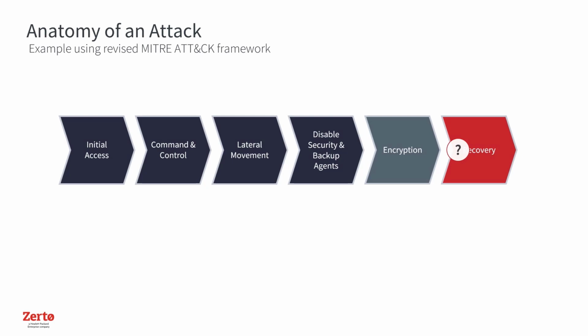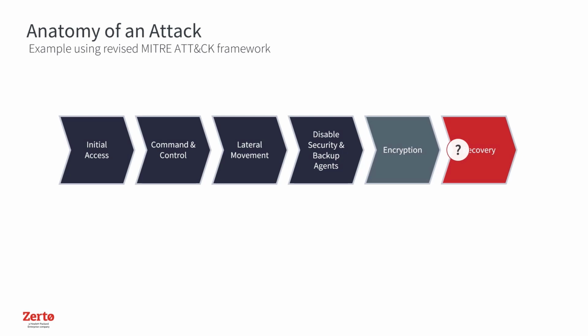One of the things they will do on every single server is disable any security services, security agents, and backup agents. Most commonly, they will have a fixed list that they are cycling through. They're looking for VM agents to try and disable as much as they can. And then you have the moment of impact.